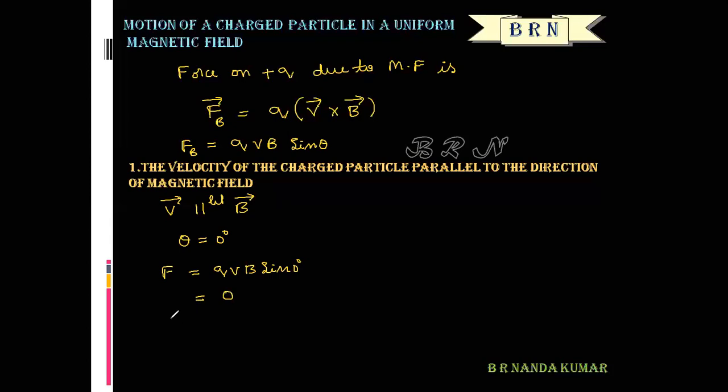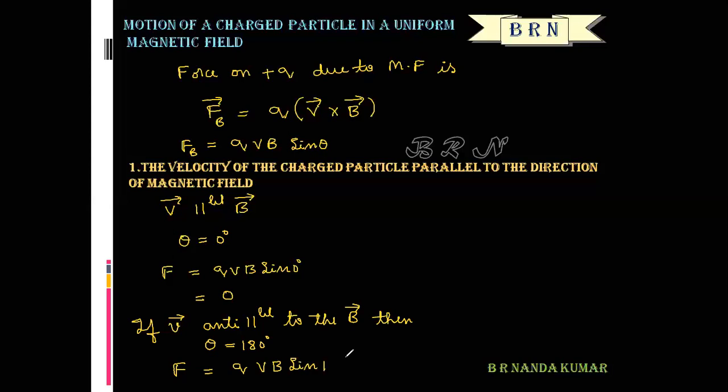Even if the motion of the charged particle is anti-parallel to the direction of the magnetic field, then what is the value of theta? Theta is equal to 180 degrees. If V vector is anti-parallel to B vector, then theta is equal to 180 degrees. The force acting on the charged particle F is equal to QVB sine 180. Sine 180 is 0, again 0 times anything is 0.